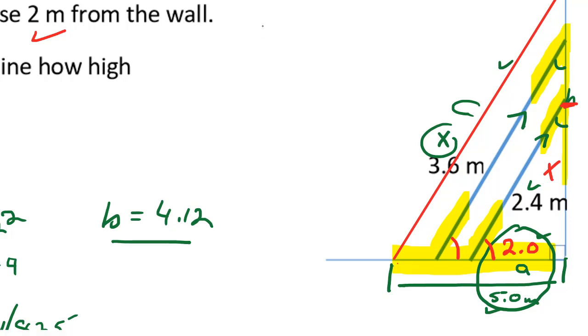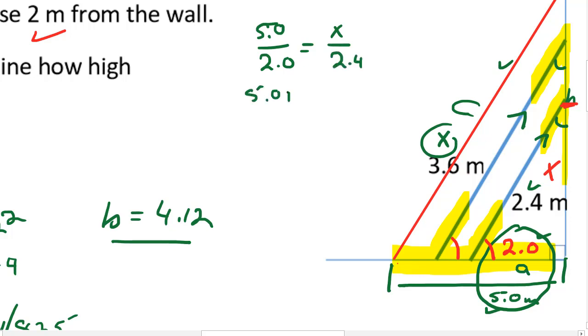So let's write that proportional statement down. I'll write the distance from the wall the long ladder is over the distance from the wall the small ladder is, and that has to be equal to the length of the long ladder over the length of the small ladder. Now we cross multiply and we get 5.0 times 2.4, and that has to equal 2.0x. Punch that into our calculator, we get 12 equals 2.0x. Divide both sides by 2 and we end up getting x equals 6.